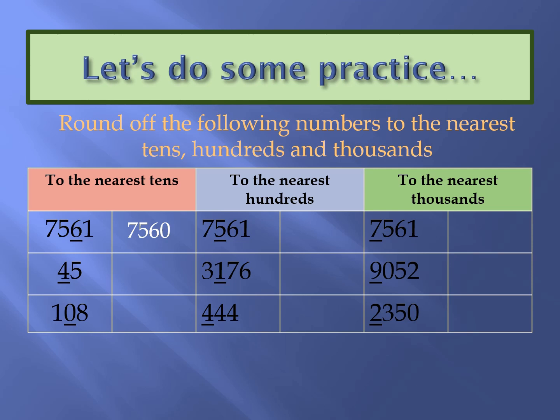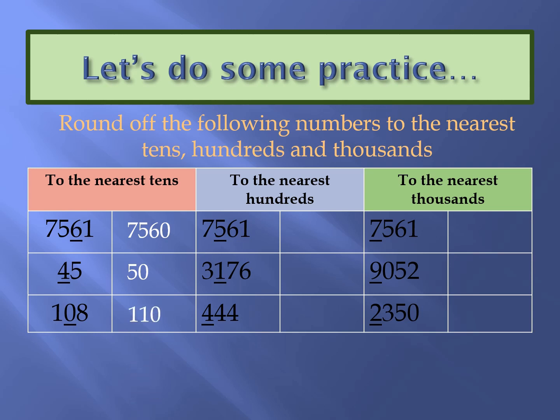4 is underlined, which is at tens place. Now look next door. It is 5. So add 1 more. When you add 1 to 4, it becomes 5. Everything after is a 0, no more. ठीक है?